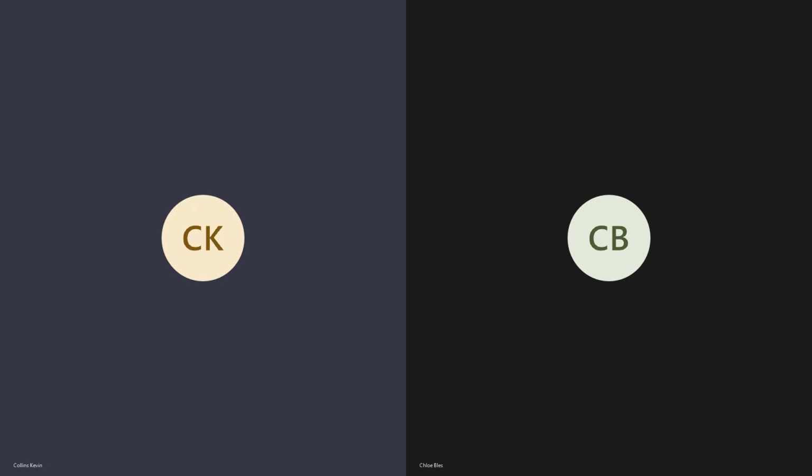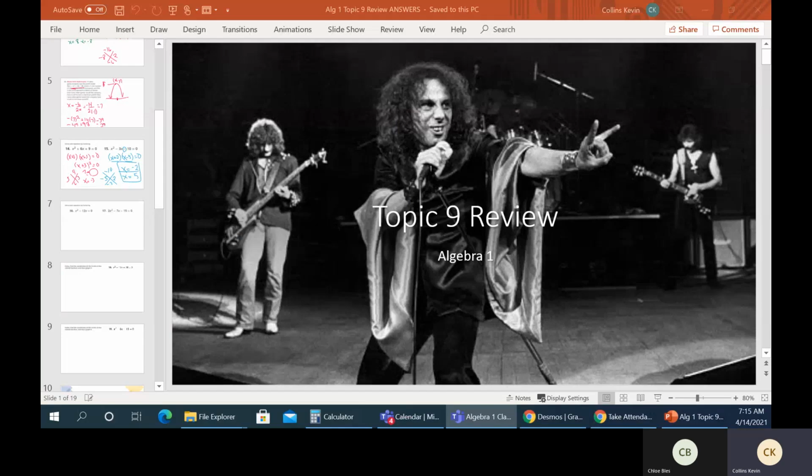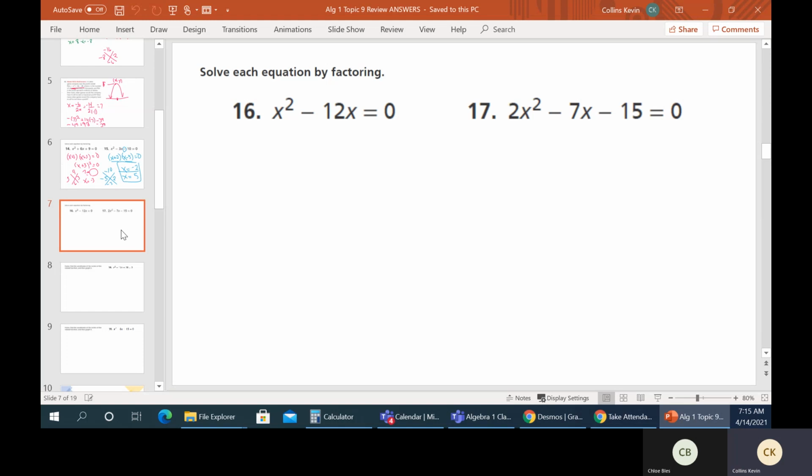Go ahead and continue with our review of Chapter 9 or Topic 9. All right, so this is all about quadratics. So we'll go ahead and pick up where we left off. Okay, so this one says solve each equation by factoring. Okay, so we've done quite a bit of this.